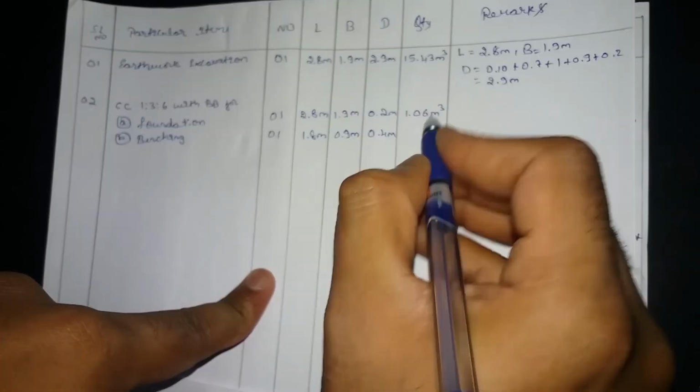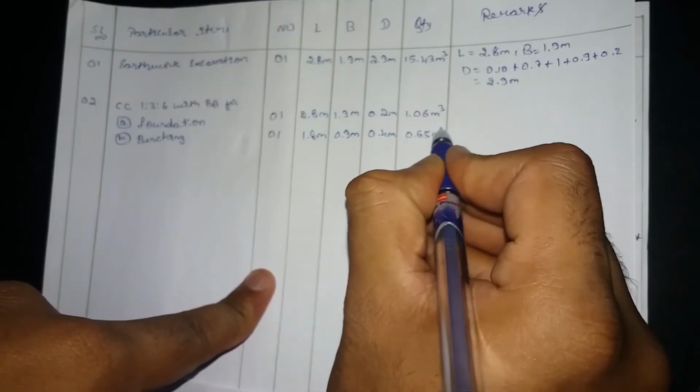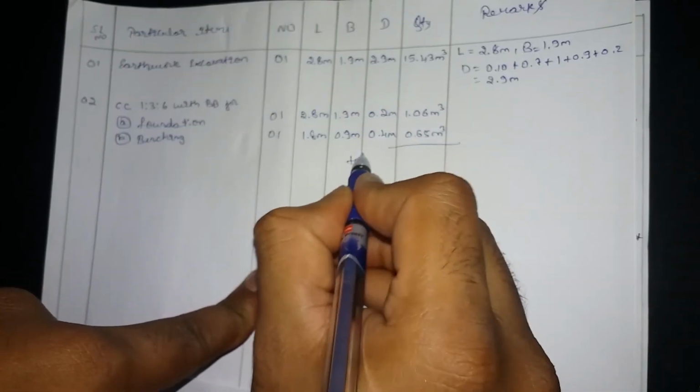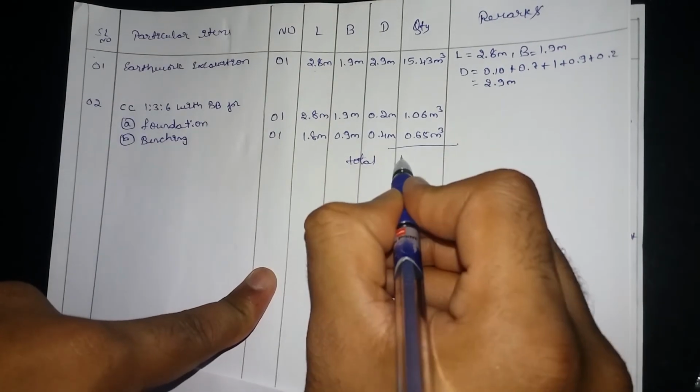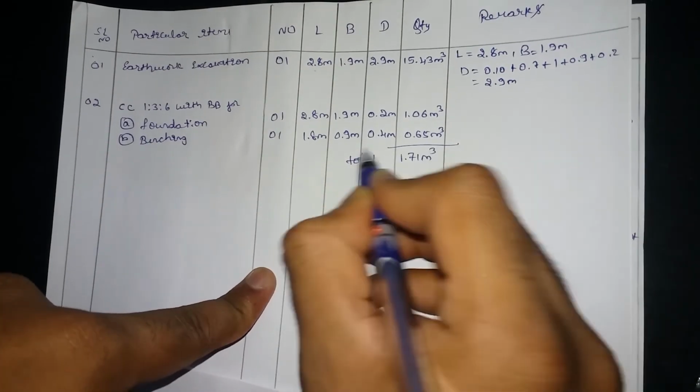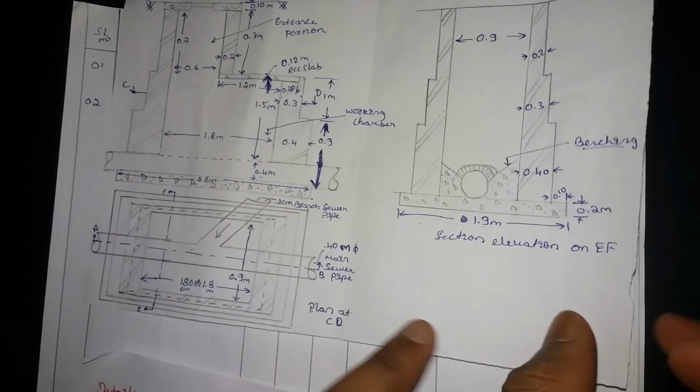Now multiply all this, you will get 0.65 meter cube. Is it understood? Now I'm going to take a total. So if I add all this, you will get 1.71 meter cube. Is it understood, the benching part? I'm going to explain once again.